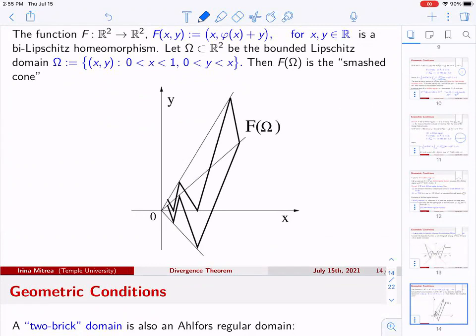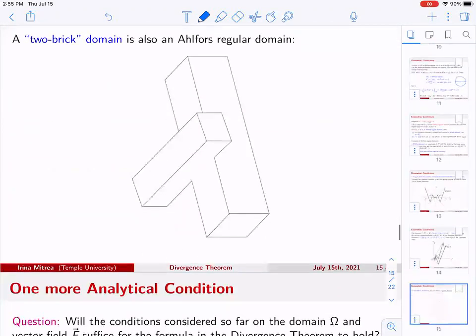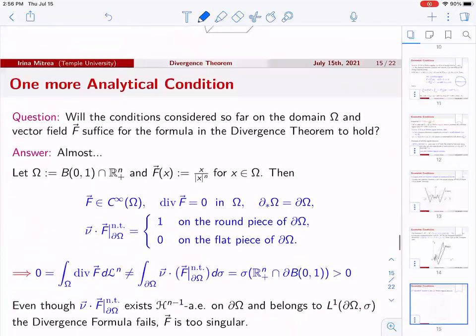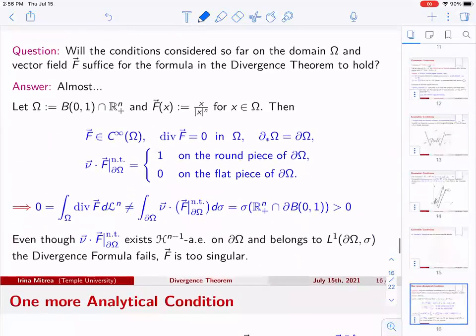This is not a Lipschitz domain because of the behavior of the domain near the boundary point 0. However, this is an Ahlfors regular domain. It satisfies the geometric condition that I've just imposed earlier. Also, a two-brick domain: if you take two bricks and place them one after another, this is a domain that fails to be a Lipschitz domain. However, it satisfies the Ahlfors regularity condition that I have invoked.